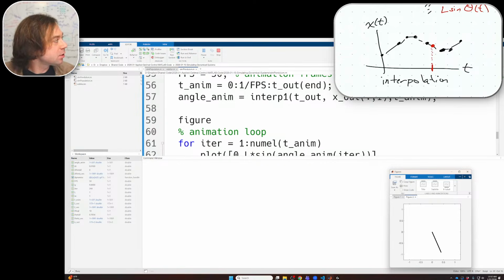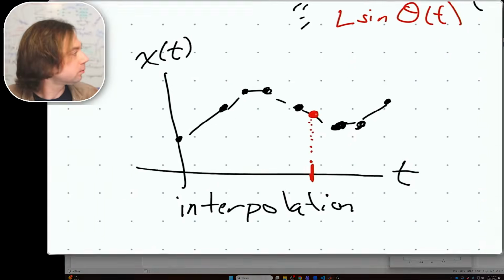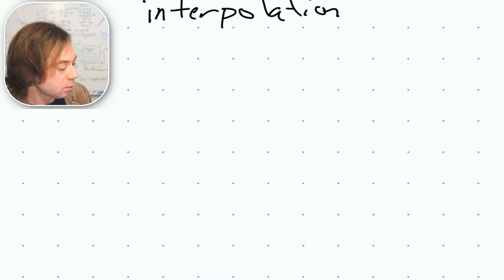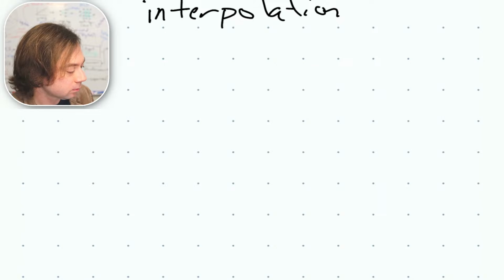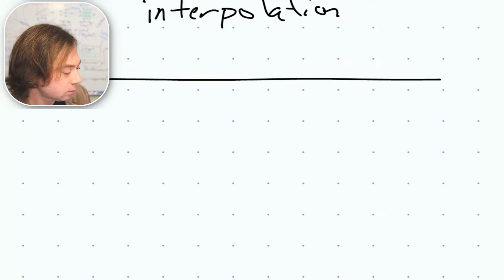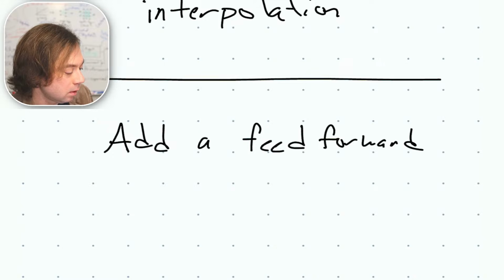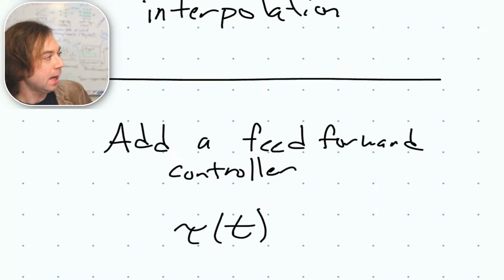So now let's do some control, because right now this is just a swinging pendulum, swinging around. Let's add a feed forward controller, meaning we just have some tau of t that we're going to add in.